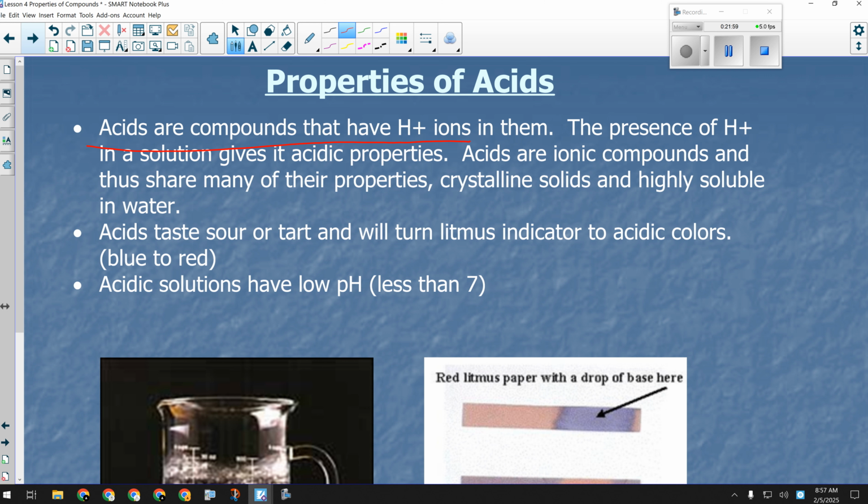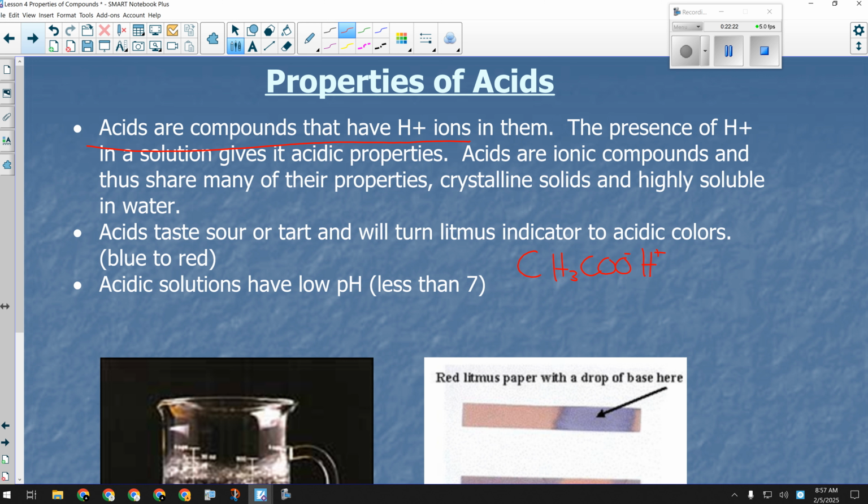Vinegar actually looks like this. It's written a little bit differently, but this is the non-metal, and this is the metal. Because it's organic, it's written a little differently. But it still has H plus acting as the metal. It's acetic acid.